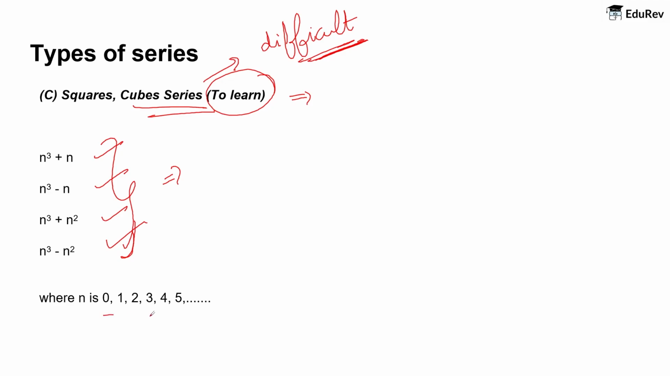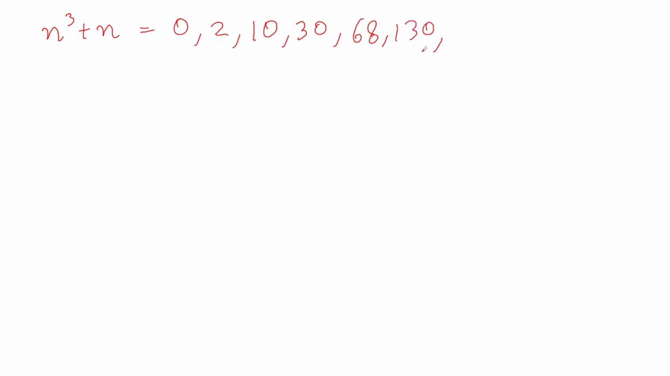So over here n is 0, 1, 2, 3, 4, 5 and so on. Let's try to frame the first kind of series, n cube plus n. In the first case, we'll keep n equal to 0. So for 0 it will be 0, for 1 it will be 1 plus 1, that is 2. For 2, this will become 8 plus 2, that is 10. For 3, it will become 27 plus 3, that is 30. For 4, it will become 64 plus 4, 68. For 5, it will become 125 plus 5, that is 130. For 6, it will become 216 plus 6, so 222, and so on.